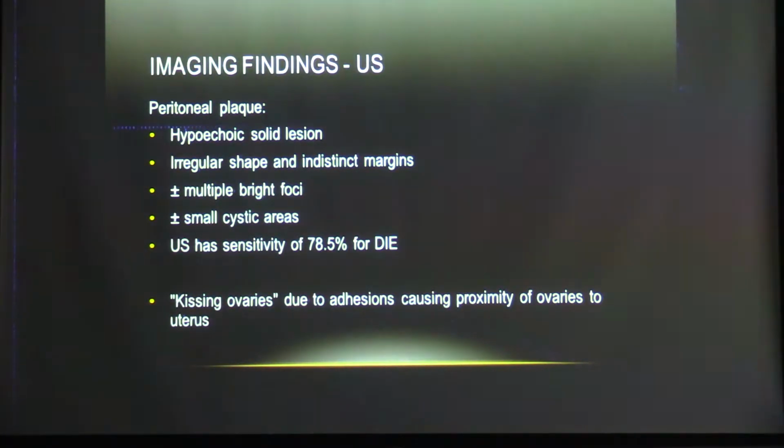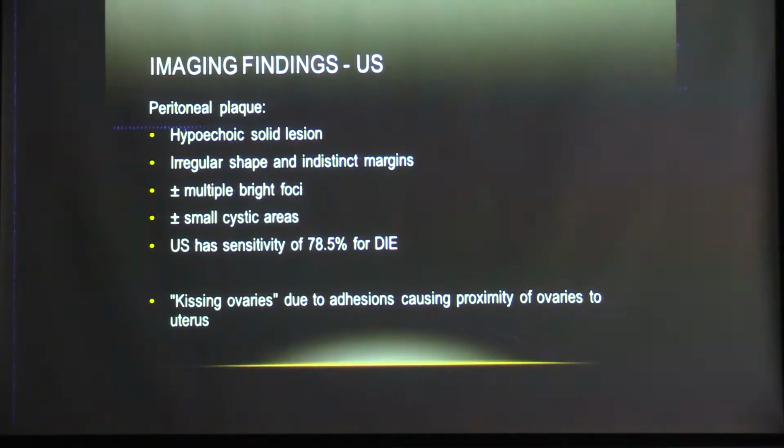The findings that we see on ultrasound of peritoneal plaque of DIE are hypoechoic solid lesions that have an irregular shape and indistinct margins, like the one we saw before. It can have multiple bright foci and small cystic areas. The sensitivity of ultrasound for diagnosing DIE is about 78%.